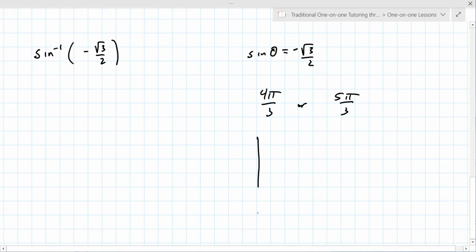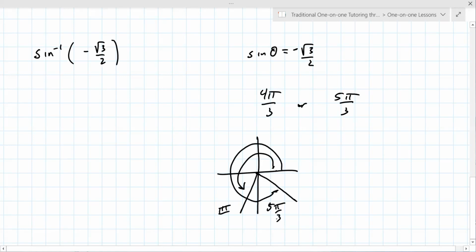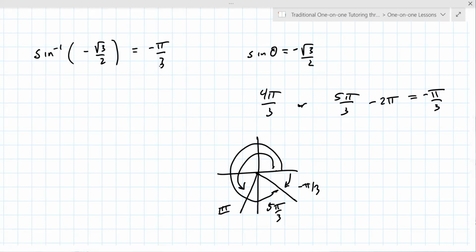But again, these are both wrong. So 4 pi over 3 is not there. That's in the third quadrant. 5 pi over 3 is good, but it's not between those two limits. So we have to go the other way. We have to get it from here. So you subtract it from 2 pi to get minus pi over 3, and that's your answer. Is this clear? Yeah.